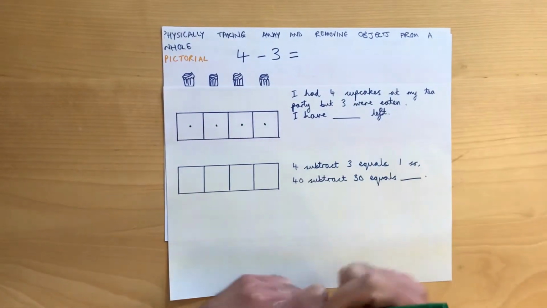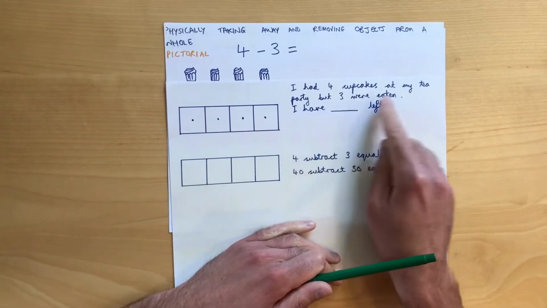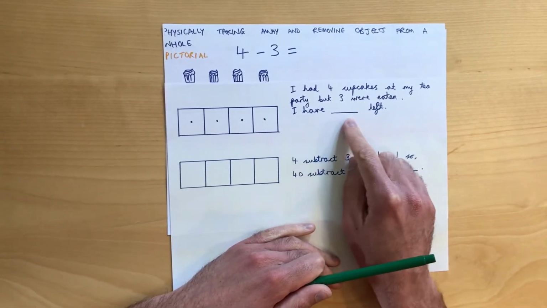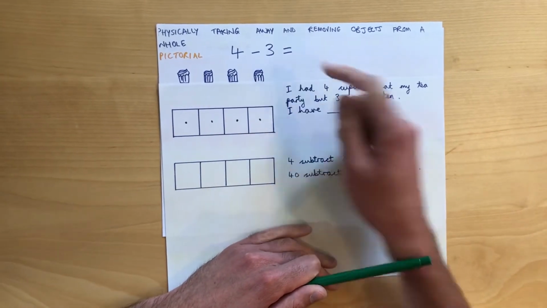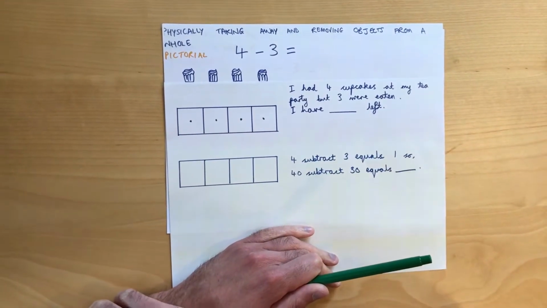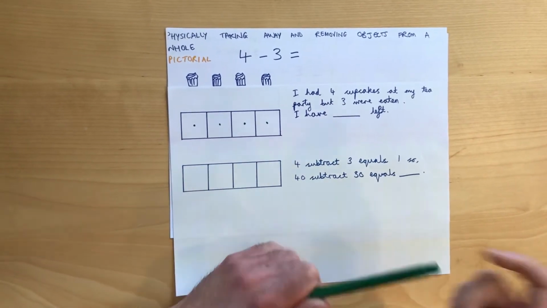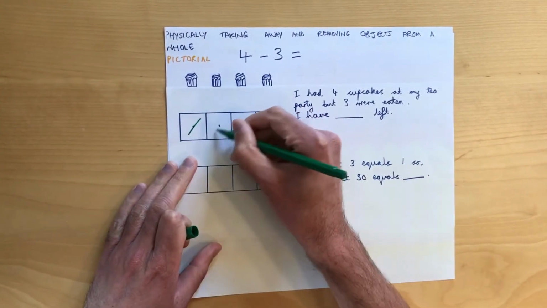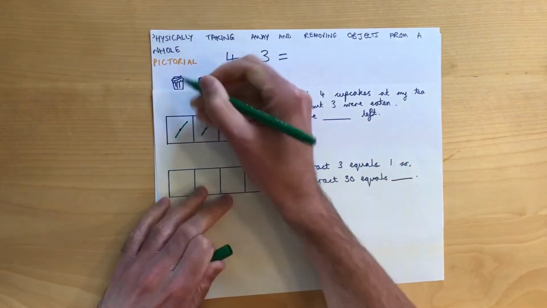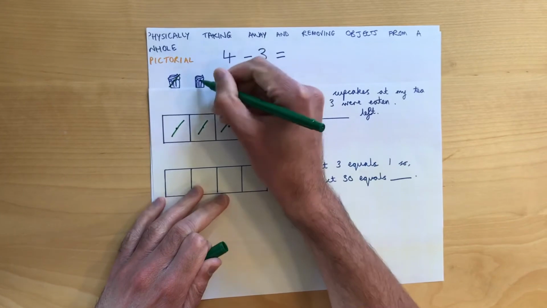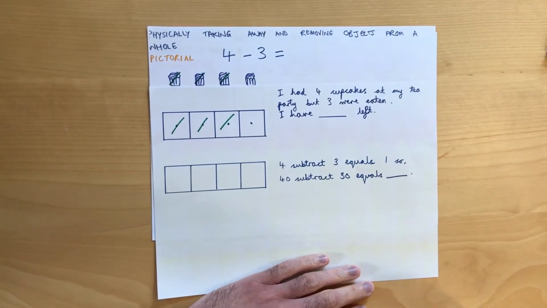So here are my sentences again. I had 4 cupcakes at my tea party, but 3 were eaten. I have blank left, and it matches my 4 subtract 3 equals number sentence. Avoid wiping away or rubbing out. Instead, cross them out. So I cross out 3 cupcakes, as well as my ones, and I have 1 left.